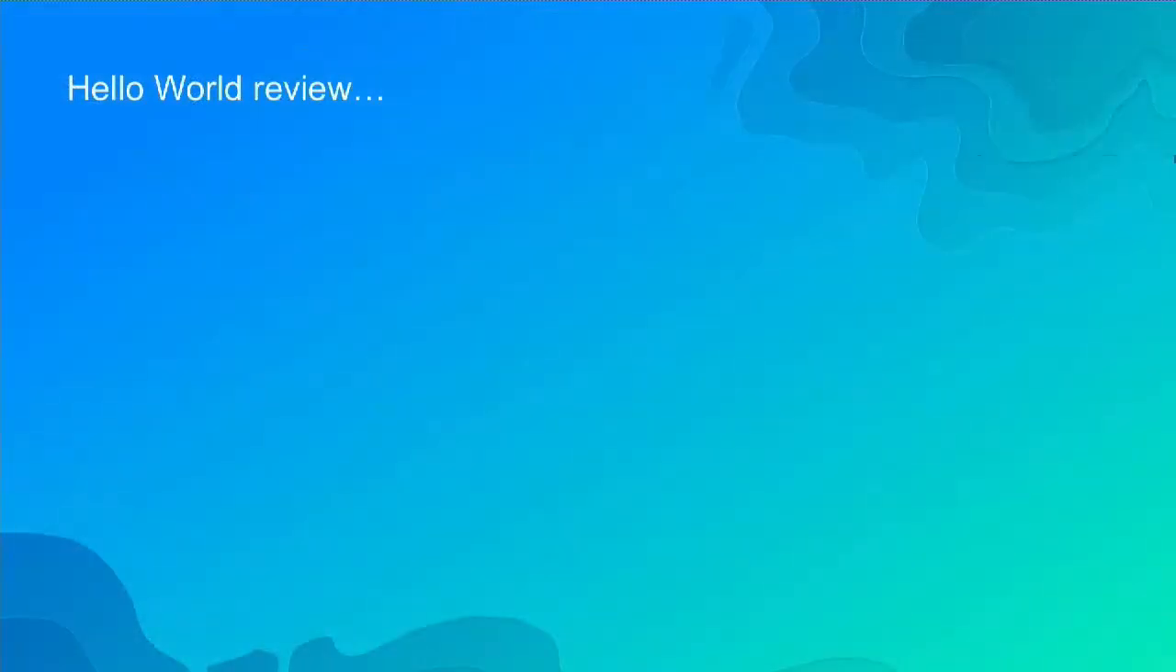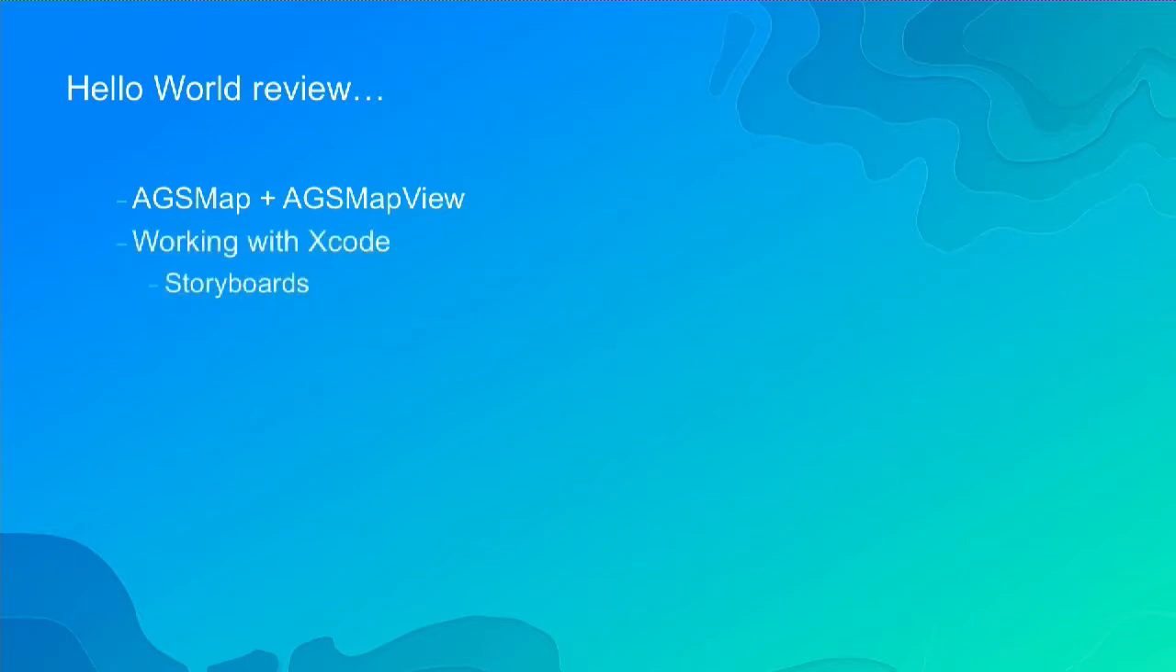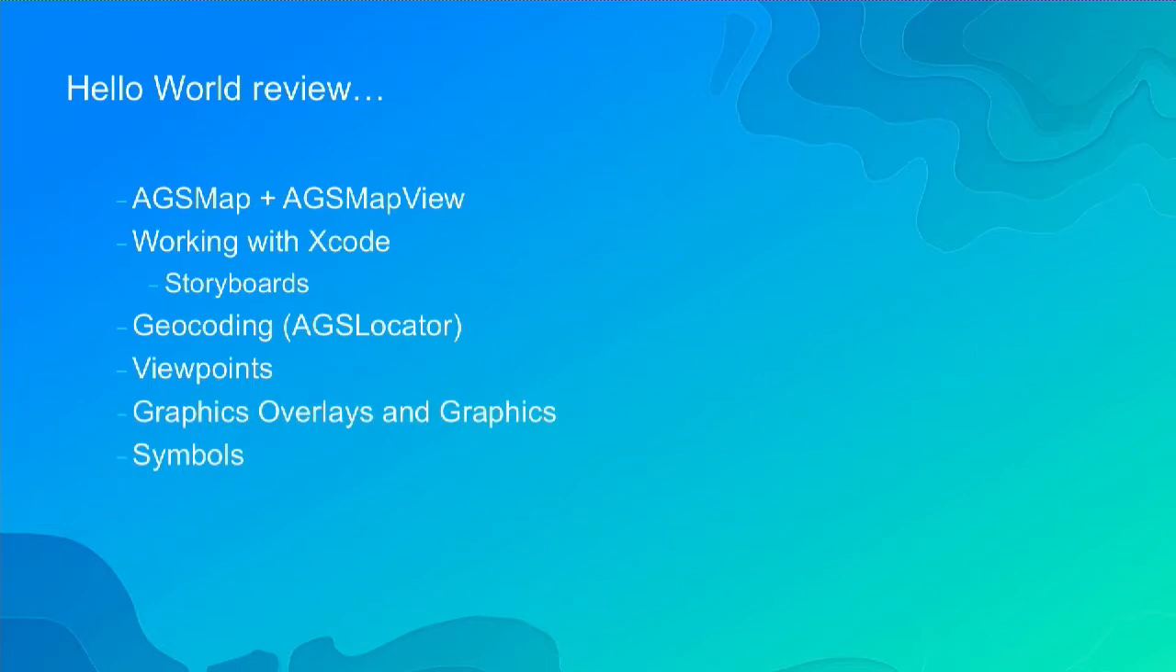Thanks, Mark. So let's just review what we learned there. We saw using the map and the map view together to put an interactive map visible to your users, working with Xcode, integrating that with the storyboards, and doing some geocoding. We got introduced to viewpoints, just very briefly, but at least now you know what a viewpoint is. They come in handy throughout interacting with the map view. And we saw graphics overlays, graphics, and symbols working together to represent something on that map. So not only did we have a base map, but we started to add some data to it.